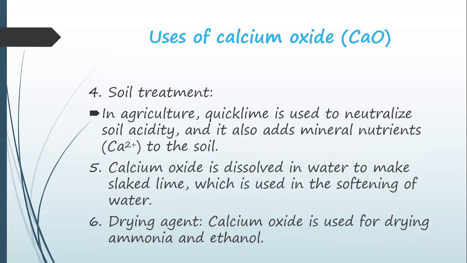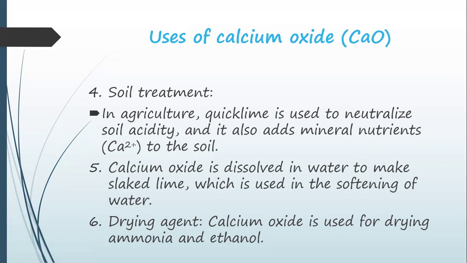The other use: calcium oxide is used in soil treatment. In agriculture, quicklime, which is calcium oxide, is used to neutralize the soil acidity, and it also adds mineral nutrients to the soil. That is, calcium is what is added to the soil.